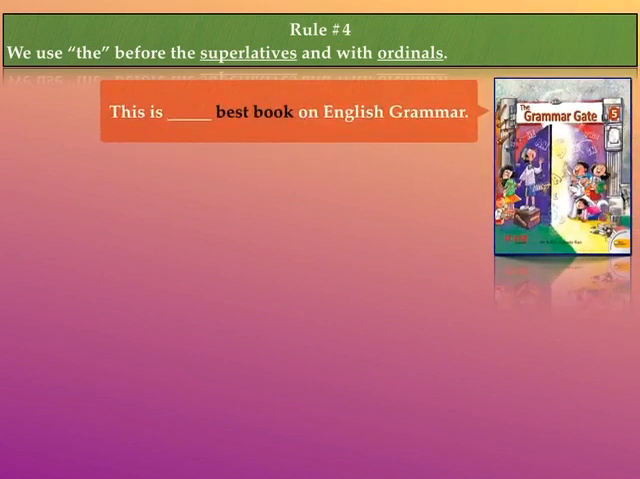Over here you can see the image of a textbook. This is the best book on English grammar. So over here we are comparing this book with the rest of the books, and this is the best one. That is the only one which is best. And so along with the superlative degree we would be using the article the.